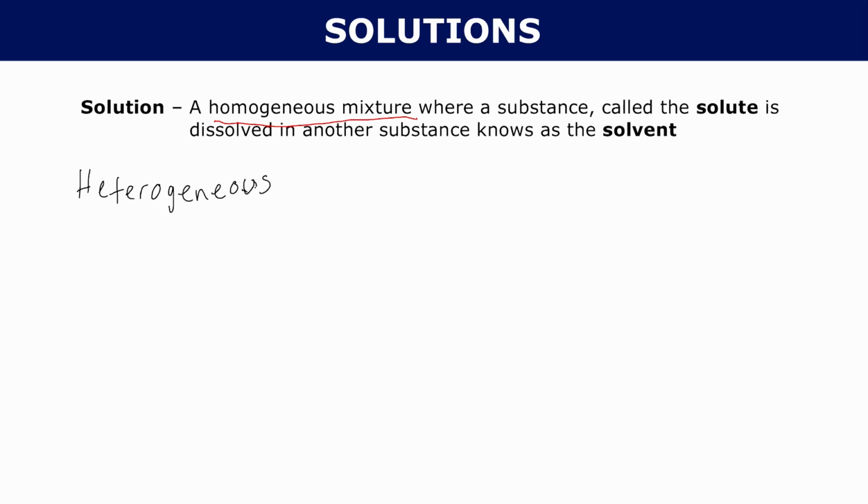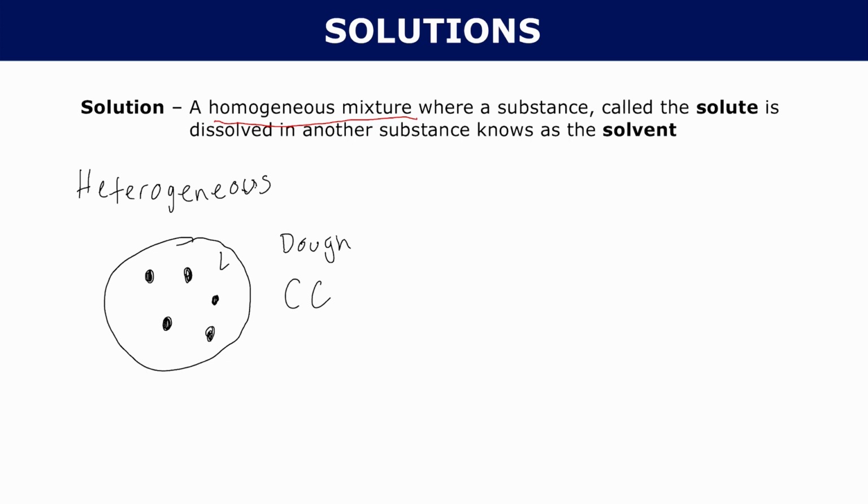So an example would be like a cookie. If I give you a chocolate chip cookie, that chocolate chip cookie is a heterogeneous mixture. And that's because the two components that go into making it are the dough and the chocolate chips. But the thing is, you can tell the difference between the dough and the chocolate chip. You can tell that this part is the dough and that part is the chocolate chip.